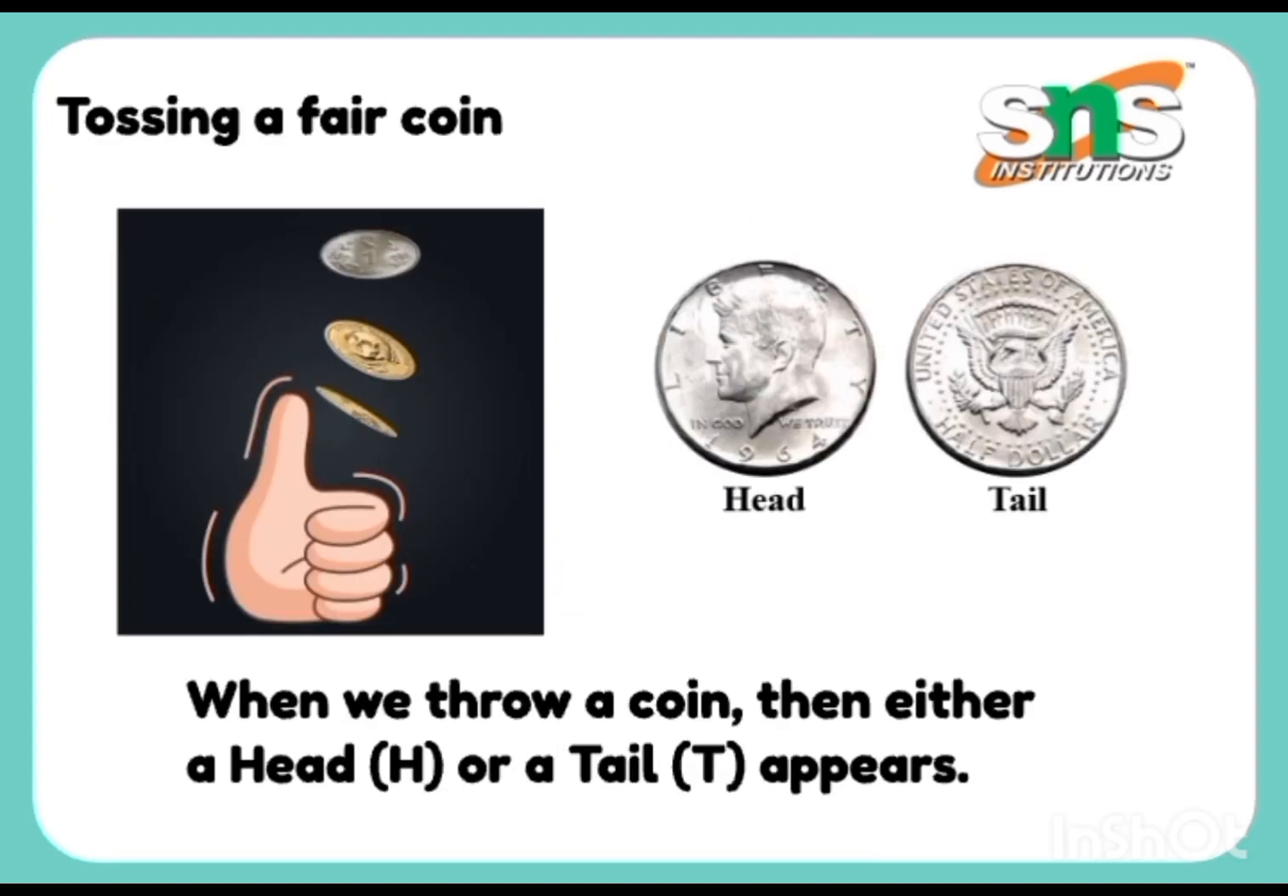Next, tossing a coin. When you toss a coin, you get head or tail. These are your possible outcomes, but you don't know which one when the coin is up in the air. While tossing, you will not know what the exact outcome is. So that is a random experiment.